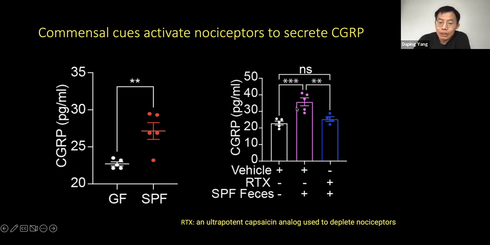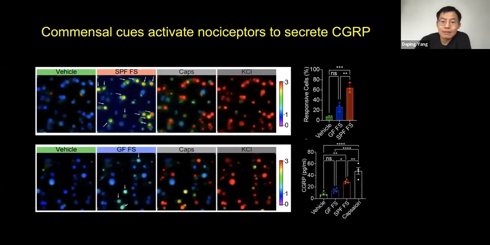And the CGRP upregulation induced by fecal transplantation into germ-free mice can be blocked by RTX pretreatment, a toxin commonly used to deplete nociceptor neurons, which means that the commensal cues can induce CGRP production in a nociceptor-dependent manner. Consistent with this CGRP regulation, we also found that fecal supernatant, which contains the commensal cues, isolated from SPF mice can trigger much more neuron activation and CGRP release from in vitro cultured DRG neurons compared with that triggered by germ-free fecal supernatant.